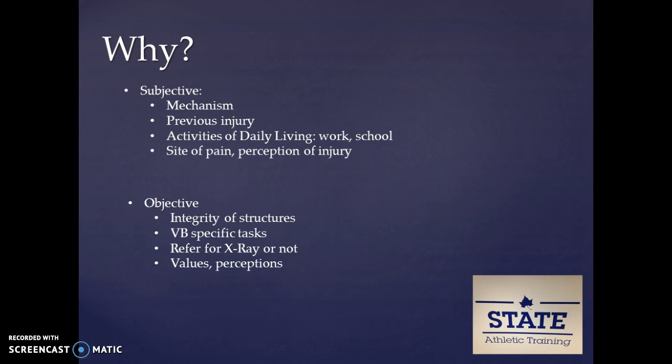So why are my current evaluation skills the way they are, particularly right now? My subjective portion, sometimes it doesn't really change. The way I approach an evaluation usually is similar across the board, whether it be an ankle or a shoulder. The subjective portion is pretty typical. It gives me information on mechanism, previous injury, activities of daily living. Is this affecting work? Is this affecting school? And then the site of pain and perception of injury with the PROM.